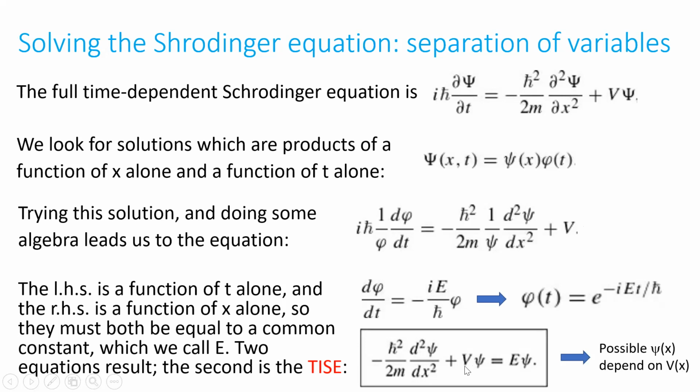Okay, so for different V of x, for example, we'll look at the infinite square well. There's also the harmonic oscillator, different barrier potentials. So for different V of x, we will get different wave functions, or little psi, and different values of E which are possible. And we'll do an example of that on the infinite square well in just a couple slides.